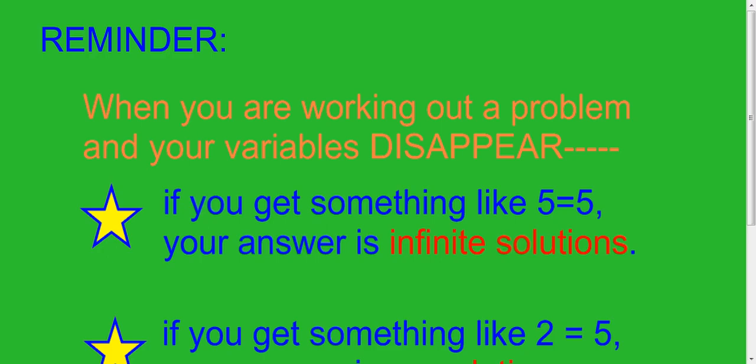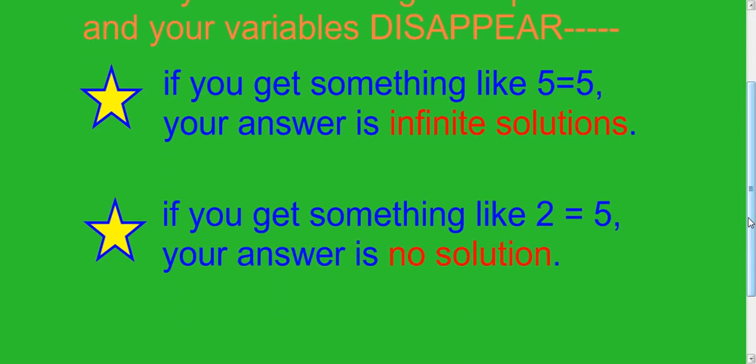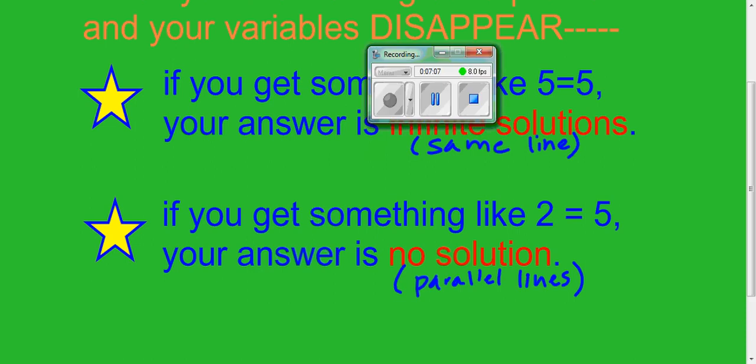And so I actually have this here, okay? If you get something like 5 equals 5 after your variables disappear, your answer is infinite solutions, and I'm even going to make you write that this is the same line. And if you get something like 2 equals 5, then your answer is no solutions, which means your lines are parallel. Okay? And that's it for elimination, or sorry, substitution.